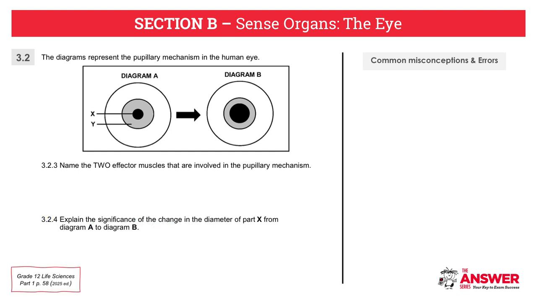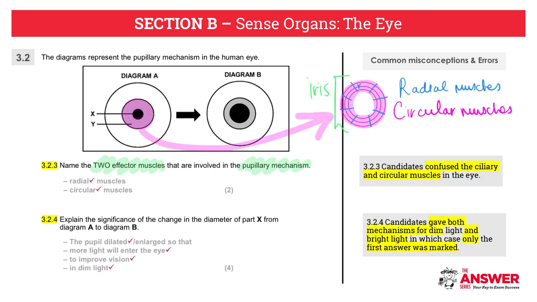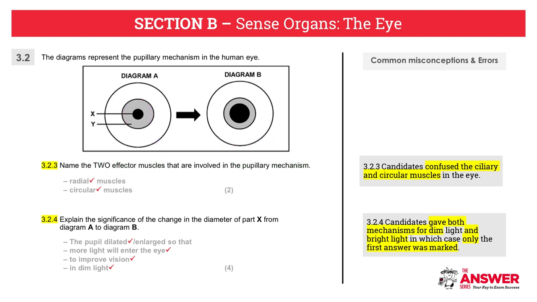Question 3.2.3 asks you to name the 2 effector muscles that are involved in the pupillary mechanism. So in the pupillary mechanism, we have the iris, that is the structure that controls the size of the pupil, and it consists of 2 muscles, the radial muscles and the circular muscles. Question 3.2.4, explain the significance of the change in the diameter of part X from diagram A to diagram B. So they're basically asking you what happened. Why did this happen? How is that significant? What do you think caused that change to occur?